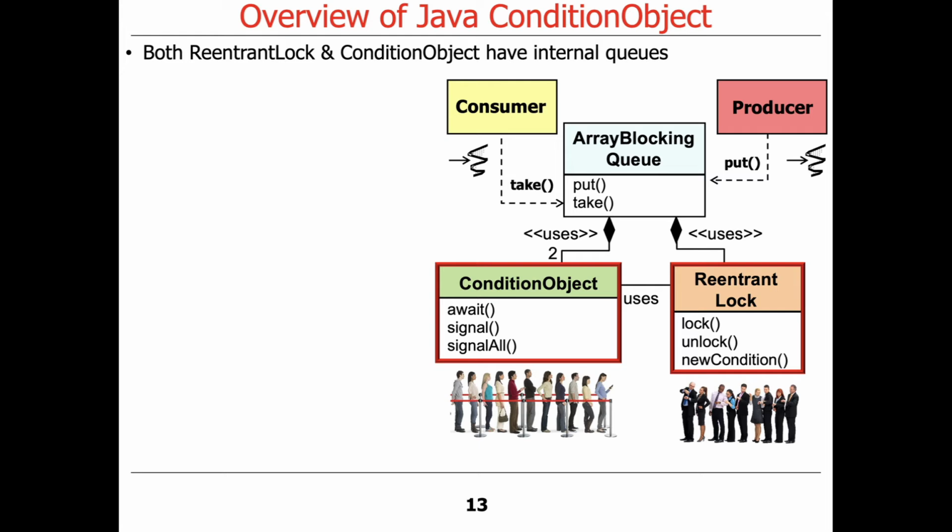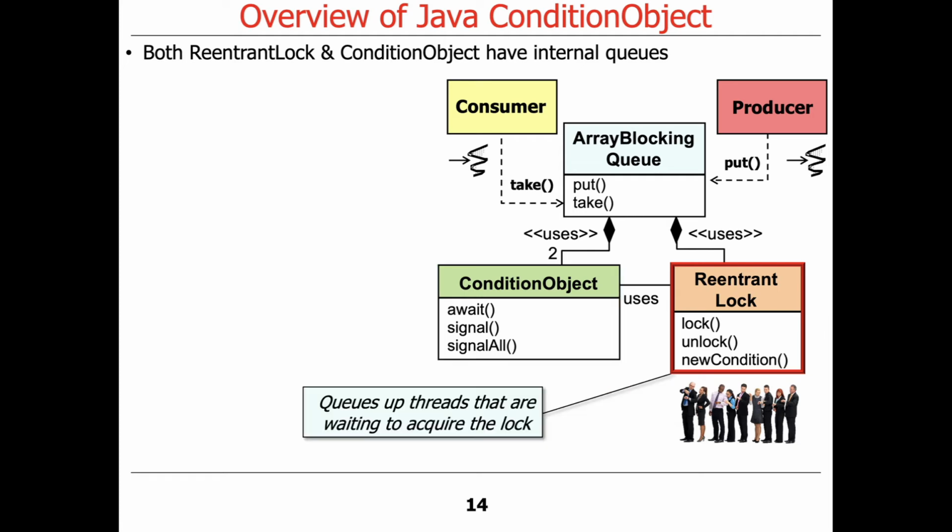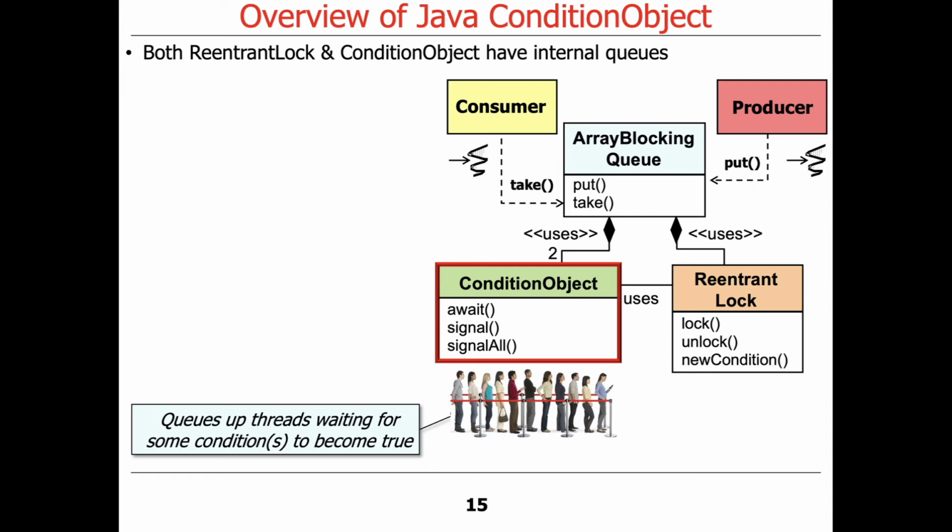Very important to understand. Those two queues are not the same queue. Now, they relate to each other in ways as we'll talk about in a second. Reentrant lock has a queue that keeps track of the threads that are waiting to acquire the lock. Condition object has a queue of threads waiting for some condition or conditions to become true. So they both have queues, but they're queued up waiting for different things.